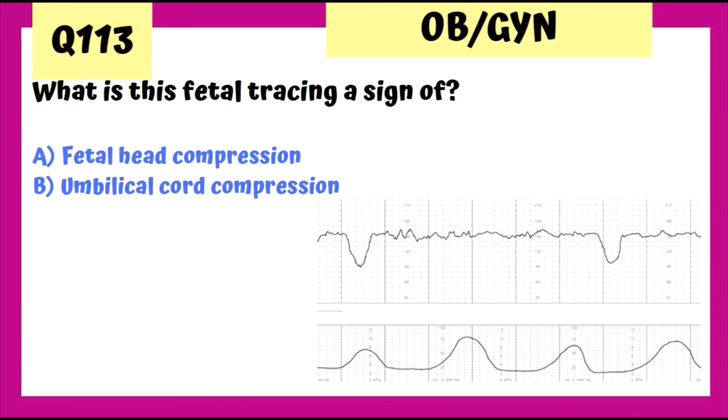Question 113, what is this fetal tracing a sign of? So here we see variable decelerations, very classic for cord compressions. Umbilical cord compressions are seen in variable decelerations.